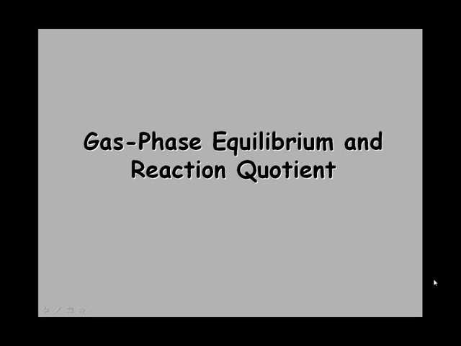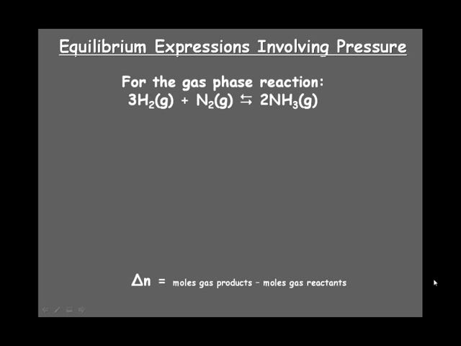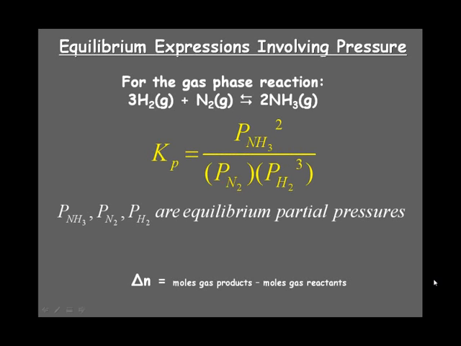The second equilibrium podcast is about gas phase equilibrium and reaction quotient. Now in the last podcast we put all the values in K in molarity. You can do that for a gas phase reaction. You can also put the values in pressures, and we don't call that K anymore, we call it Kp. So Kp is still products over reactants like K was, except that your values are all pressures of gases. You still raise those values to the power of their exponent.